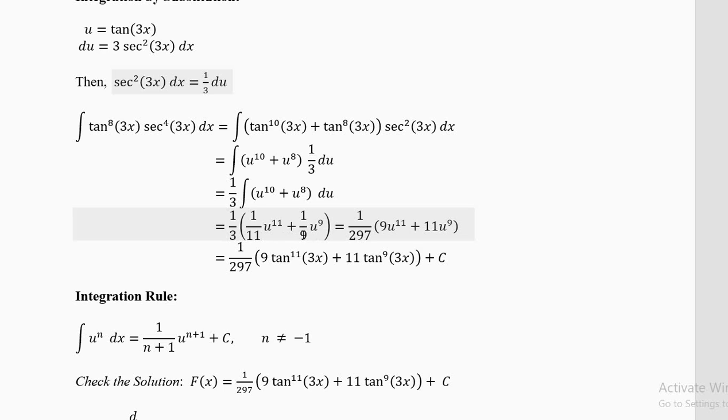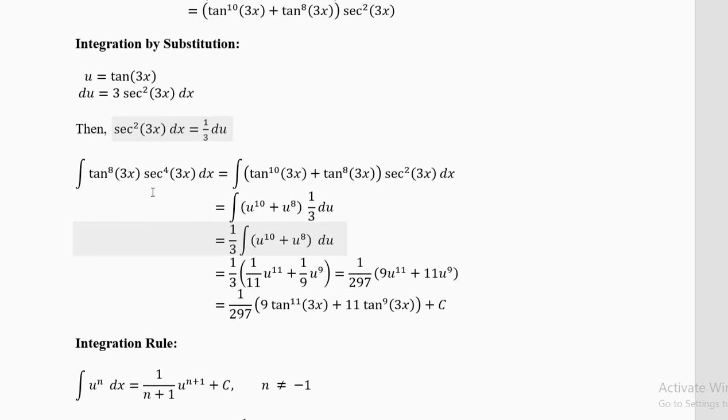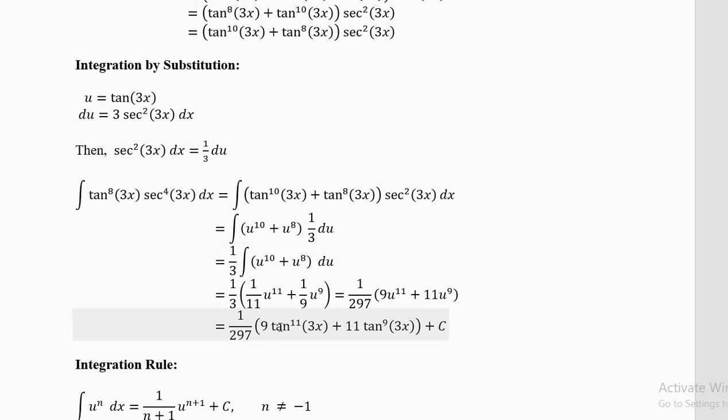Take 11 and 9 common, you will get 99. 9 here and 11 here, you will get 9 u power 11 plus 11 u power 9 over 297. Now put back the value of u equal to tangent 3x. And this 99 into 3 is 297. So you'll get 1 over 297, 9 into tan power 11 3x plus 11 into tan power 9 3x.